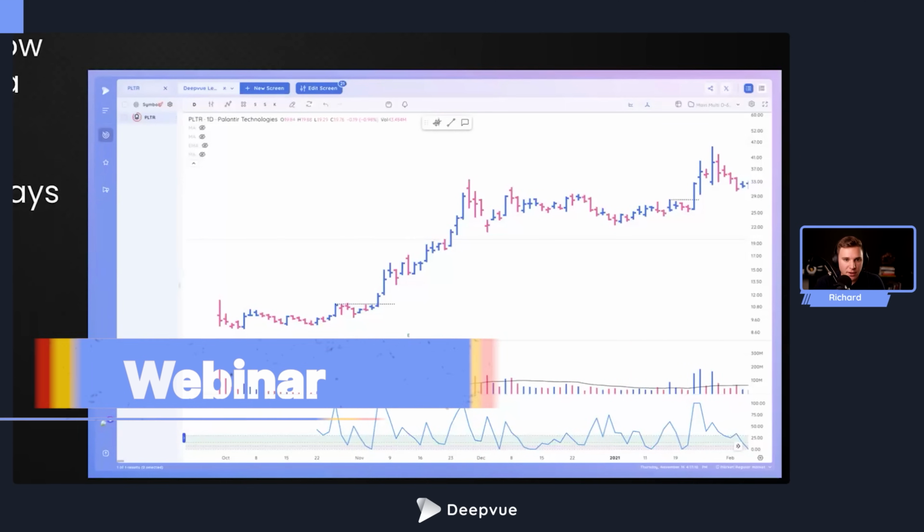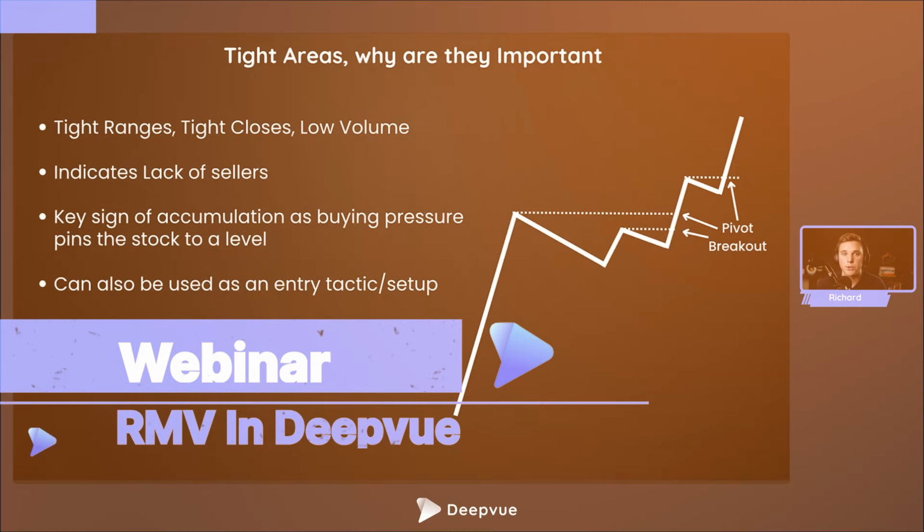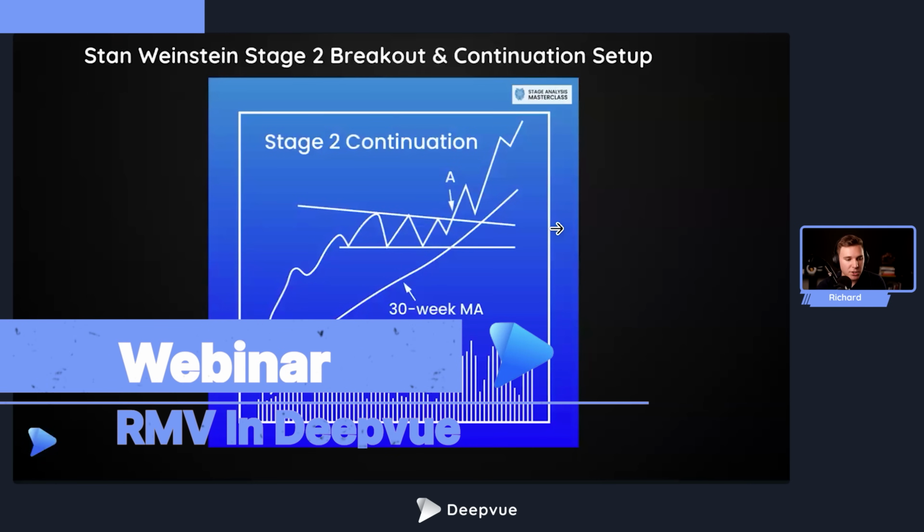RMV is relative measured volatility. It's an indicator that we've developed to help you identify these tight areas. Learning to trade from tight areas, VCPs, can benefit you regardless of your time frame. Every top trader, especially momentum trend followers, is often looking for this VCP type setup. So you're in good hands if you're looking to adopt this into your style.